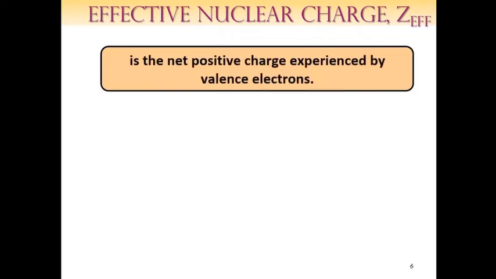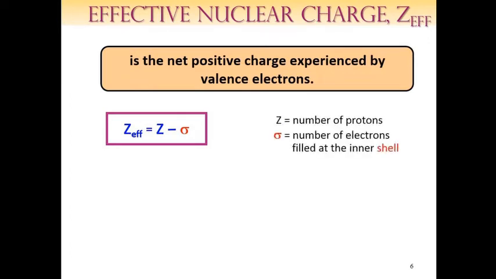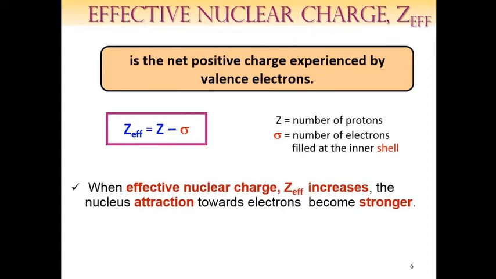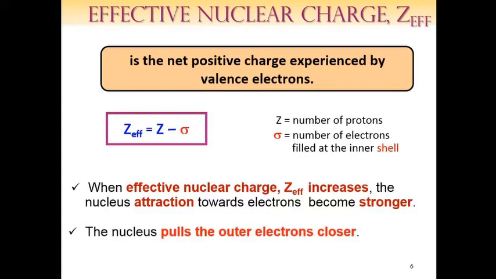Effective nuclear charge, or Z, is the net positive charge experienced by a valence electron. The formula for effective nuclear charge is equal to the number of protons, Z, minus the number of electrons filled at the inner shell. When the effective nuclear charge increases, the nucleus attraction towards the electron becomes stronger. The nucleus pulls the outer electron closer, making the atomic radius become smaller.